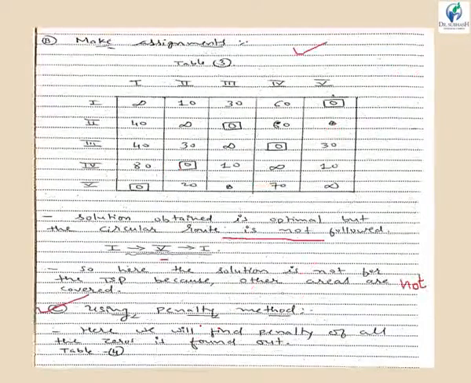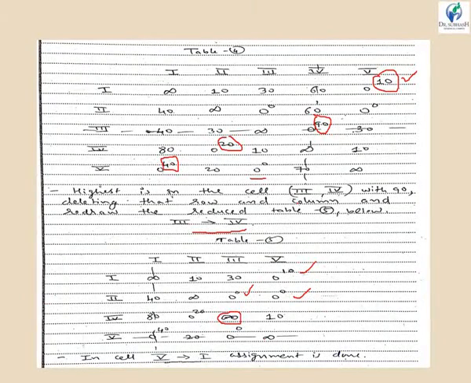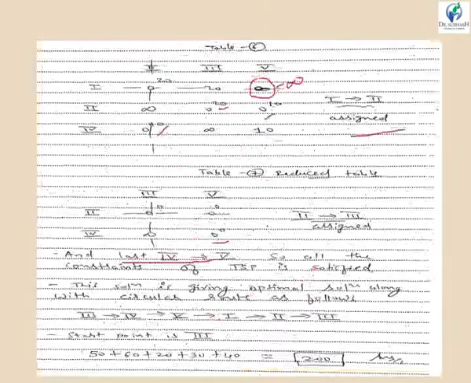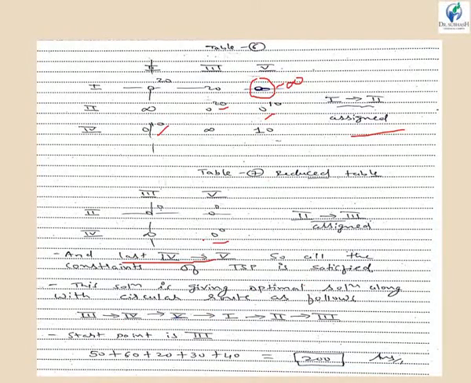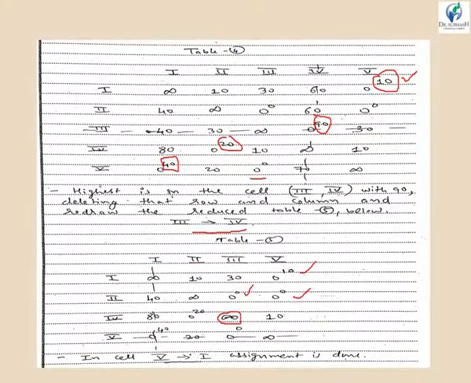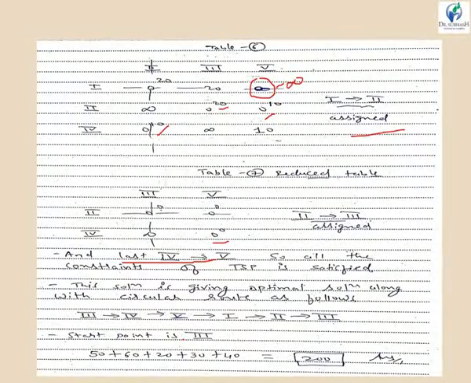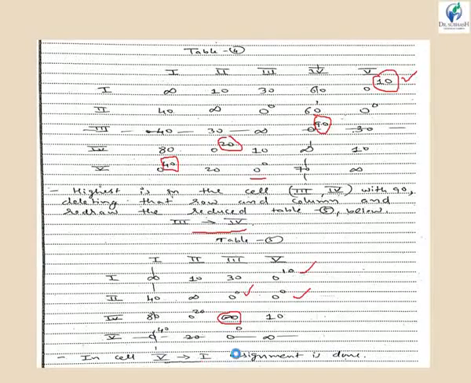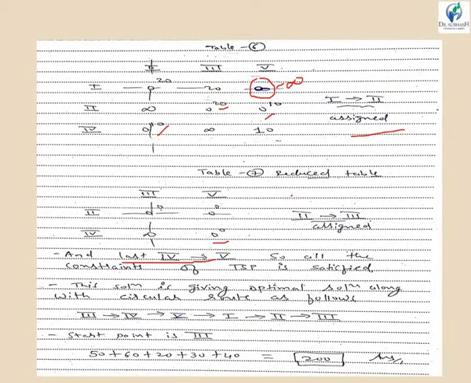Here you can see from table 4, the first assignment was 3 is assigned to 4. So our starting point is 3. Then 4 was assigned to 5. So 4 is assigned to 5, 5 is assigned to 1, 1 is assigned to 2 and 2 is assigned to 3. So the starting point is irrelevant. It is not necessary that it should be the first point only. Here it is the third point.